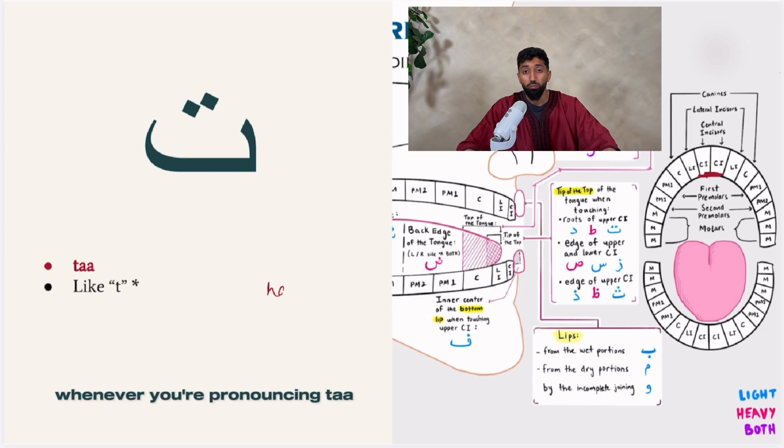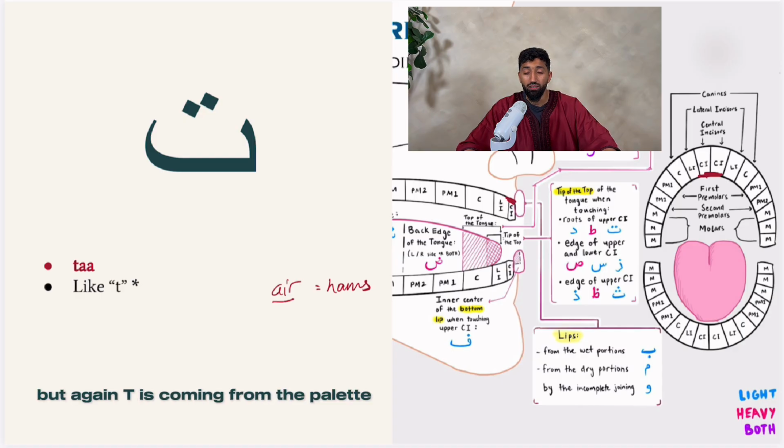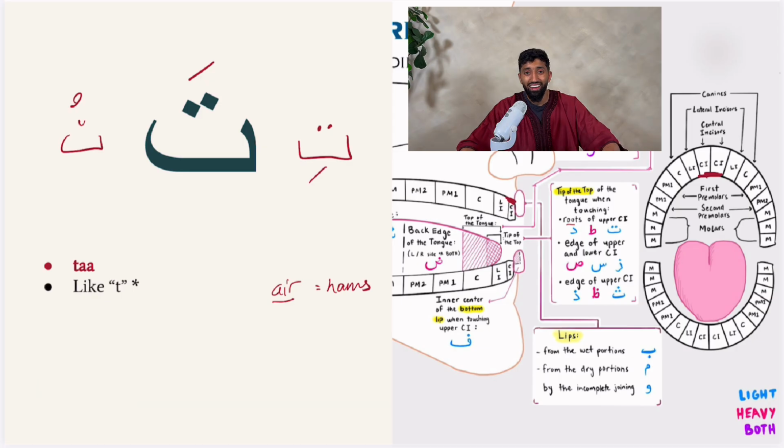Ta. Whenever you're pronouncing ta, you have to make sure that there's a little bit of air being expelled from your mouth as well. Ta. This is the quality of hams, or when the breath flows when reciting a letter. Kind of like a T, but again, T is coming from the palate, while ta comes from the meeting of the gums and the teeth. Ta fatha ta, ta kasra ti, ta dhamma tu, ta ti tu.